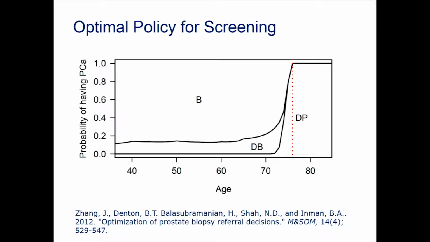And then what you see happening here with this jump is other cause mortality starting to kick in. Cardiovascular disease, other kinds of mortality, to the point where eventually it's recommended that you would stop doing any kind of screening for prostate cancer. And this was at about age 76, which is remarkably close to a recommendation from a panel of urologists formed by the American Urology Association that recommends stopping at age 75.